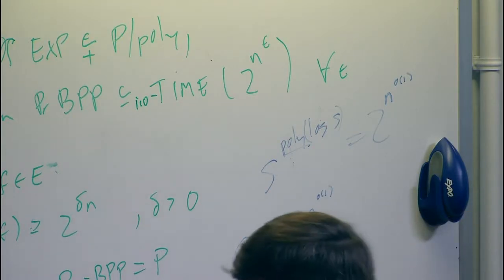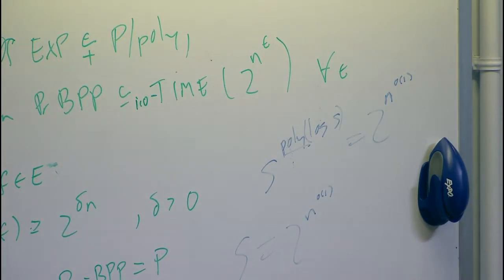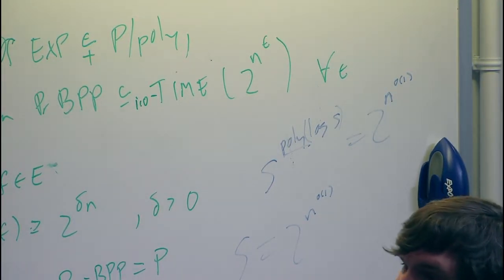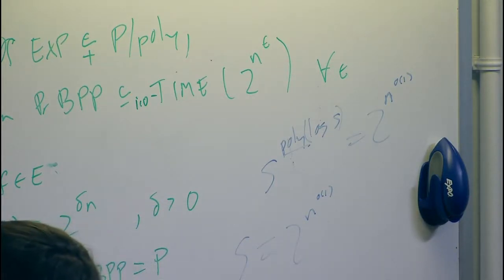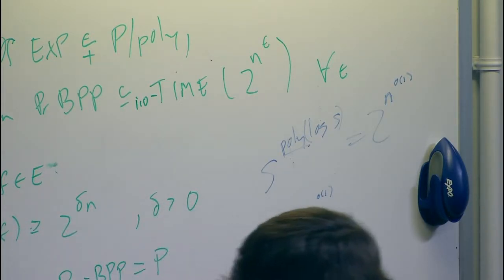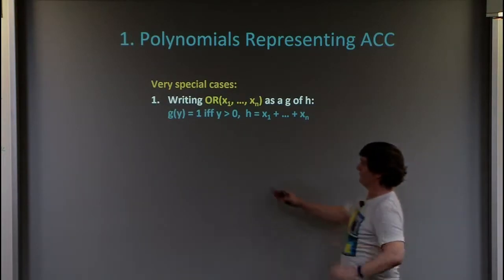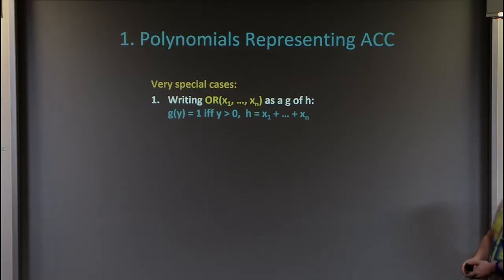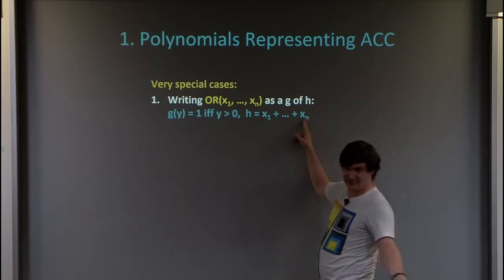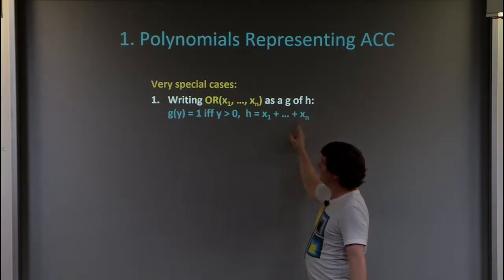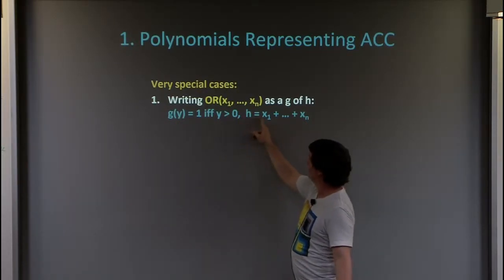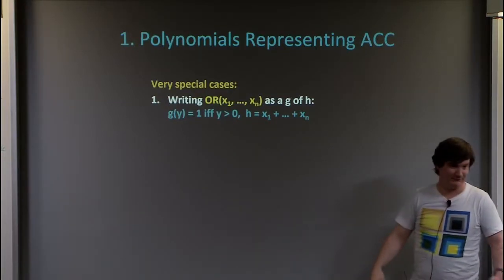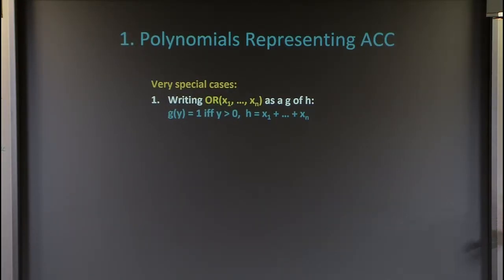So how can we represent ACC with these polynomials? There are some very special cases. Here are some really simple cases. How do you represent simple functions using these g's of h's? If you wanted to write the OR function as one of these g's of h's, what do you need? You need a multilinear polynomial and you need some filter function. You could just take the sum of the bits as your multilinear polynomial and let your filter function g be 1 if and only if that sum is greater than 0. That will represent OR for sure when you take g composed with h.